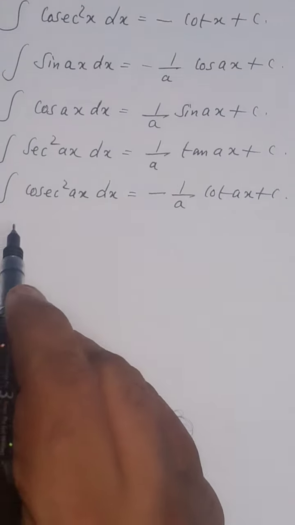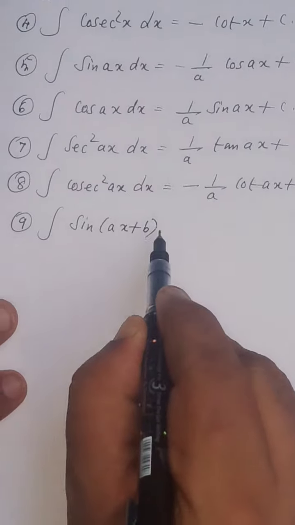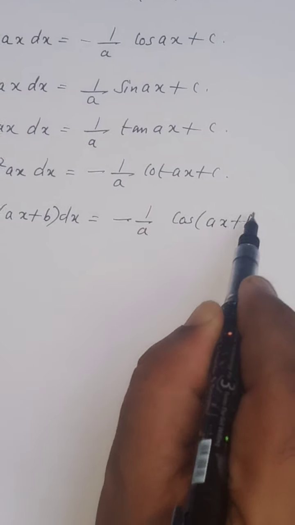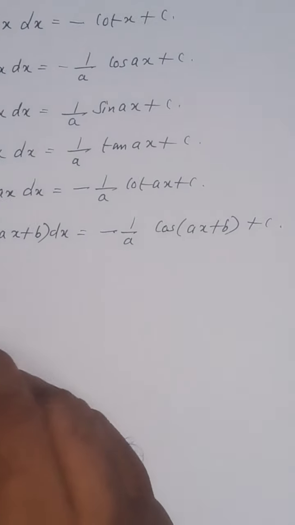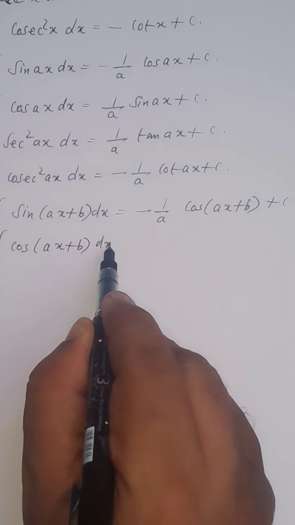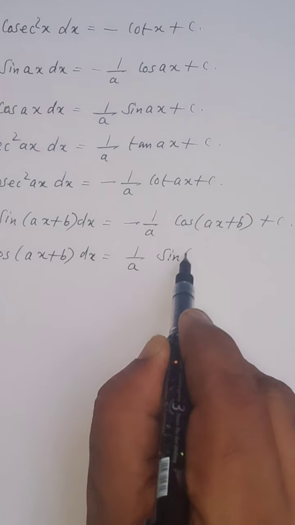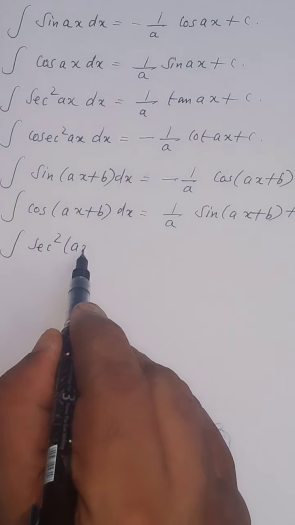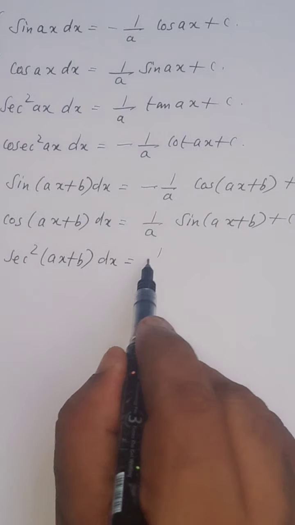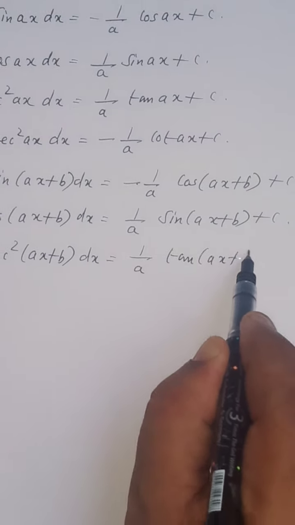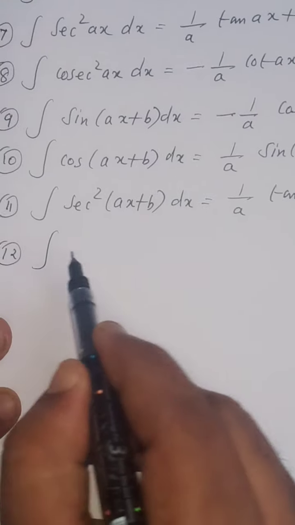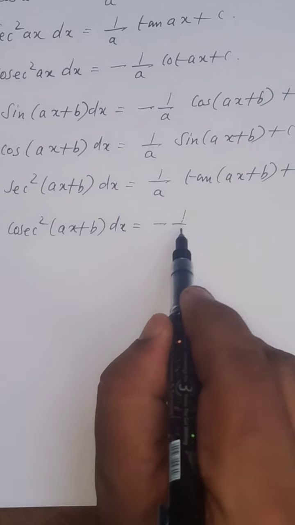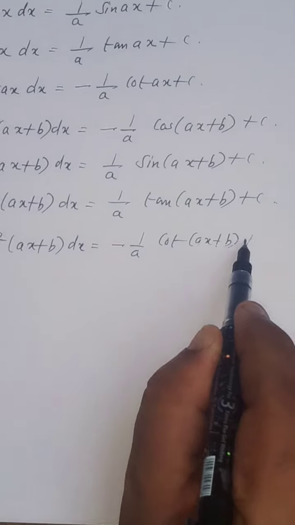Number 9, integral sin of ax plus b dx is equal to minus 1 by a cos of ax plus b plus c. Number 10, integral cos of ax plus b dx is equal to 1 by a sin of ax plus b plus c. Number 11, integral secant squared of ax plus b dx is equal to 1 by a tan of ax plus b plus c. Number 12, integral cosecant squared of ax plus b dx is equal to minus 1 by a cot of ax plus b plus c.